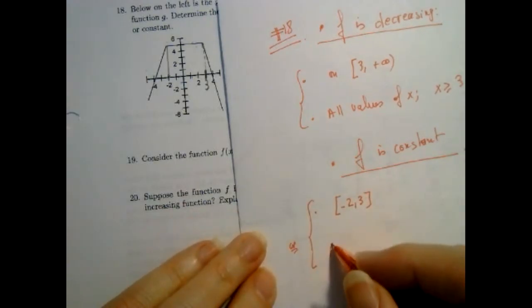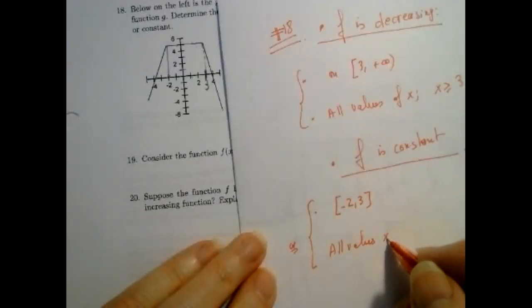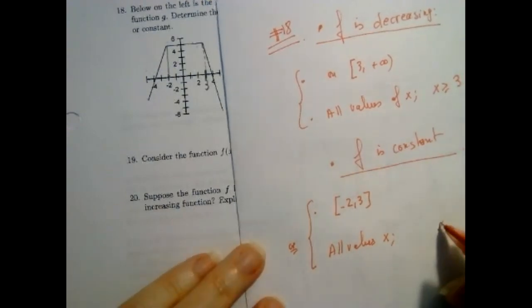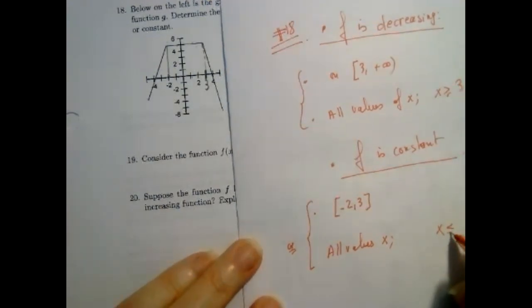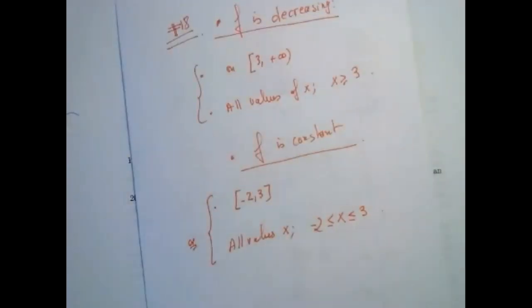Or you can say for all input values which have the property that the input should be less than 3 and the input should be bigger than -2. Okay? All right. Any questions about those ideas?